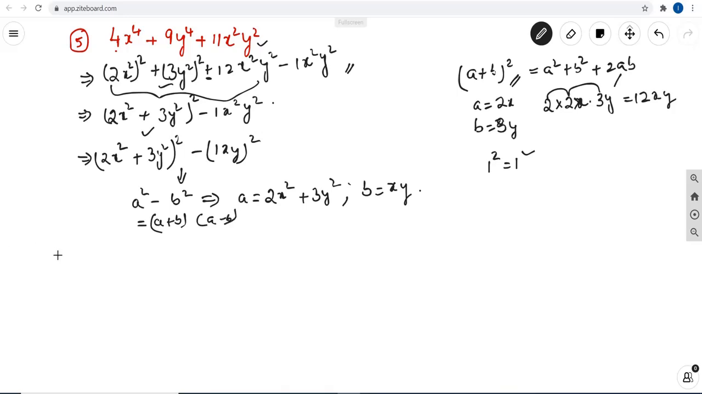So this equation becomes 2x square plus 3y square plus xy. This is one term, and one more term is 2x square plus 3y square minus xy. Okay, so this is the solution for your problem number 5. So we'll go for the next problem.